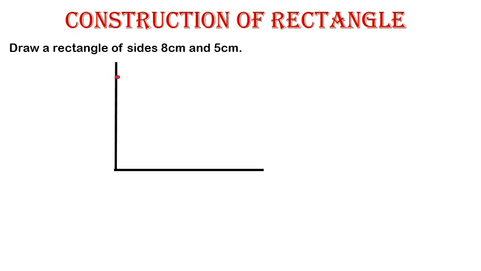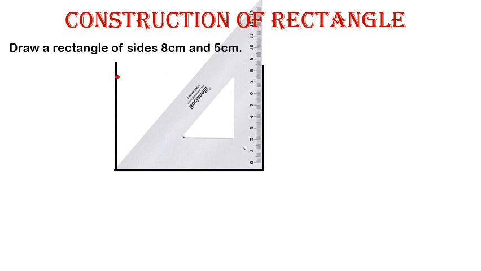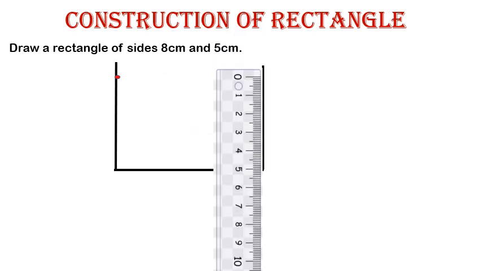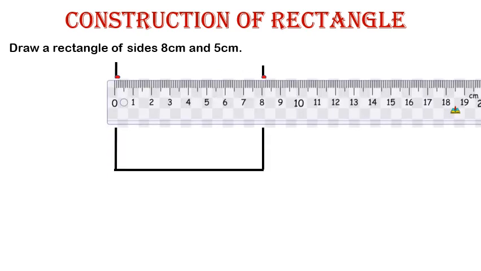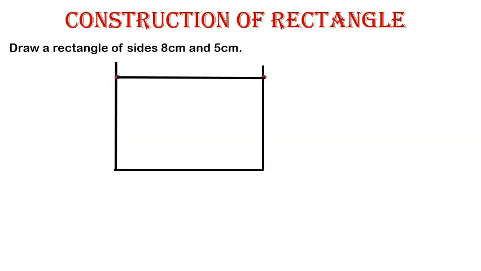Then repeat the same from the other end. Draw a perpendicular line and mark 5 centimeters. Then join these points by using a ruler. Then erase the unwanted parts. Then we get a rectangle of sides 8 cm and 5 cm.